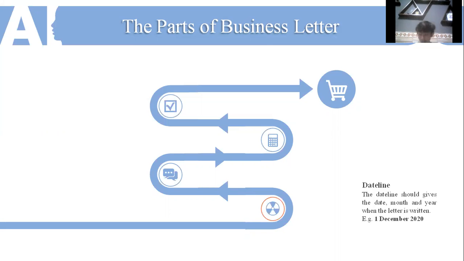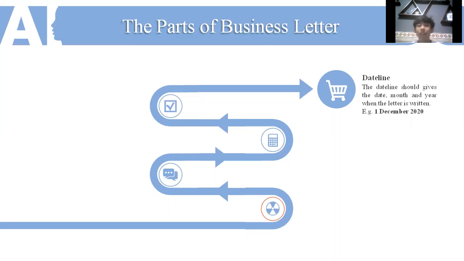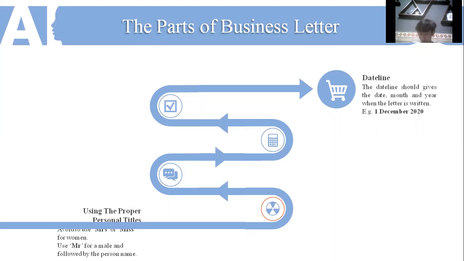The first one is the dateline. Next, let's discuss the dateline. The dateline should give the date, month, and year when the letter is written. For example, the numerical part of the date should be numeric and the month name spelled out. For example, first December 2020.